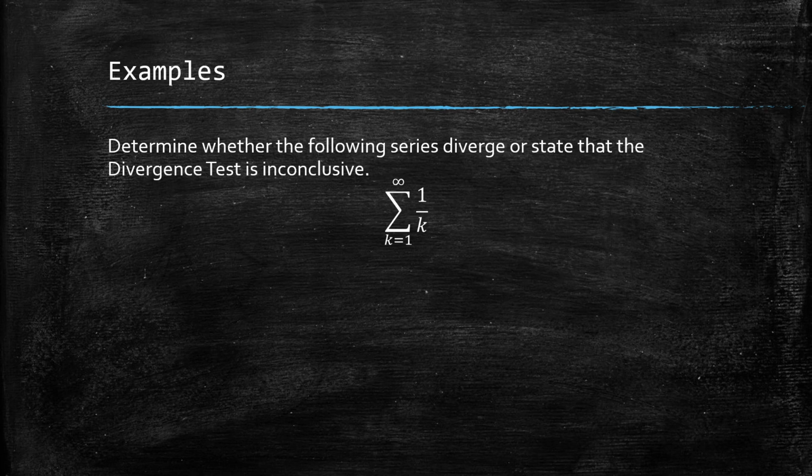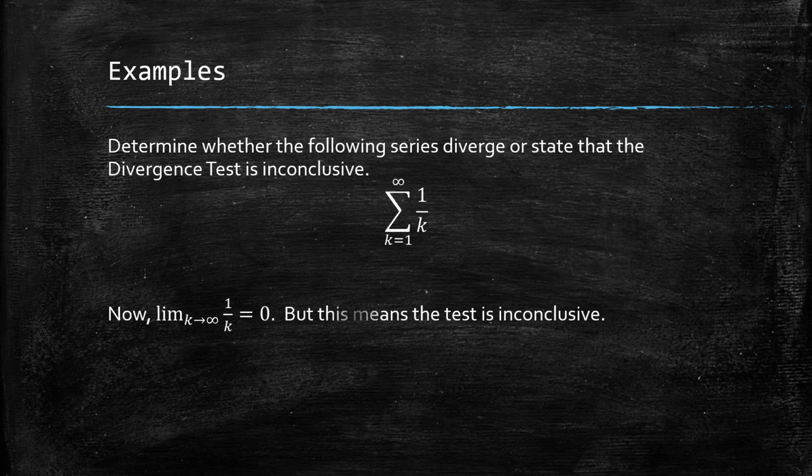Now, for another example, determine whether the following series diverge or state the divergence test is inconclusive. So let's say we had the infinite series from k going from 1 to infinity of 1 over k. This is a case where it's inconclusive just because the limit as k goes to infinity of 1 over k is equal to 0, this does not mean that the series will converge. So the test is inconclusive.